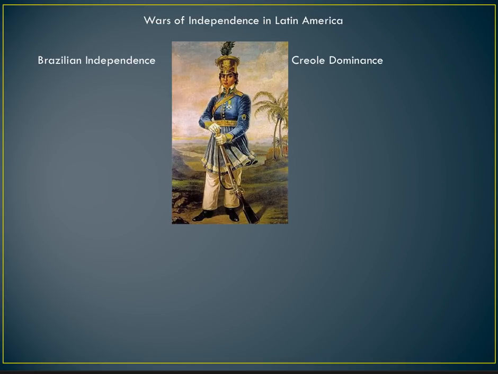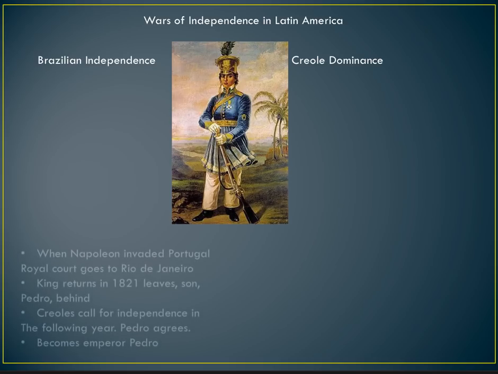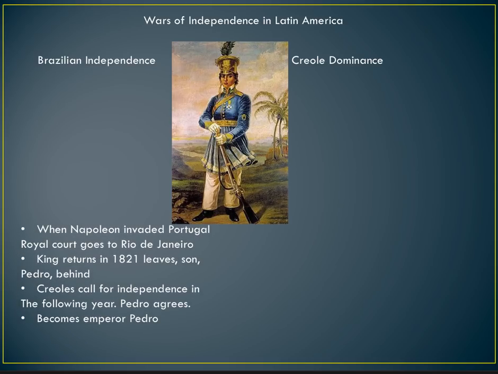Through this, we also see the Brazilian independence occur. So when, again, Napoleon invades Portugal, the royal court will go to Rio de Janeiro. They think they're going to be safer there. The king will return in 1821. He's going to leave his son, Pedro, behind, and he thinks, all right, everything's cool. I've left my son there. He's going to take care of this. But again, the Creoles want independence the following year, and instead of fighting it, because Pedro knows he really doesn't have the forces to hold them down, he agrees, and he'll actually become emperor.